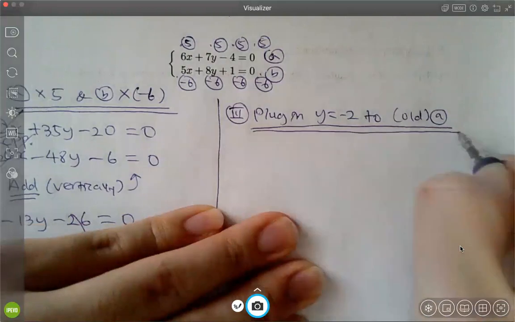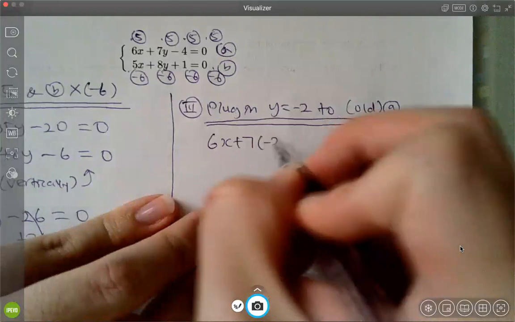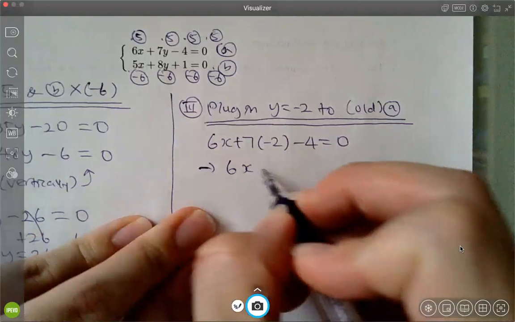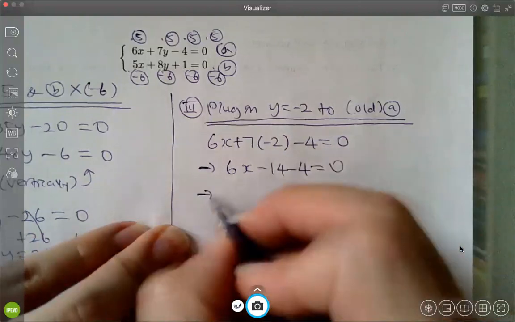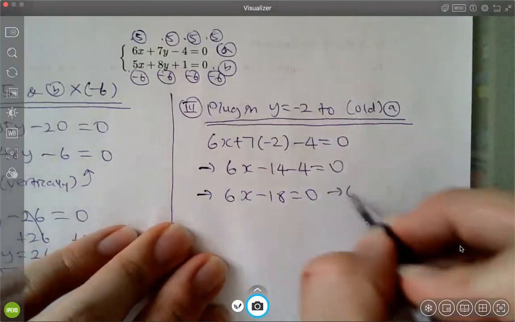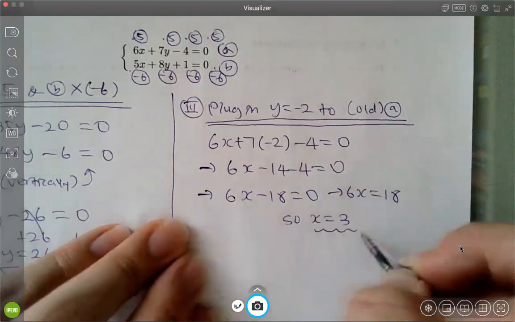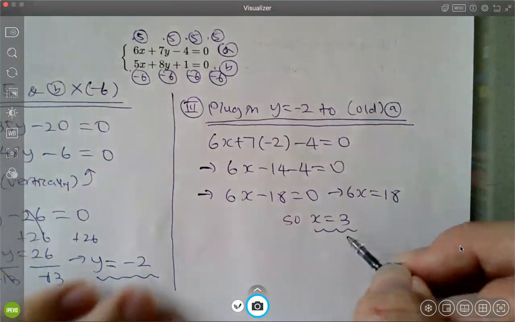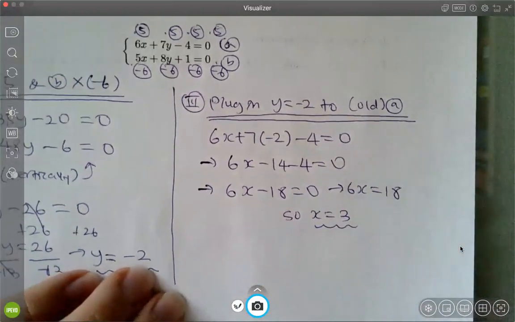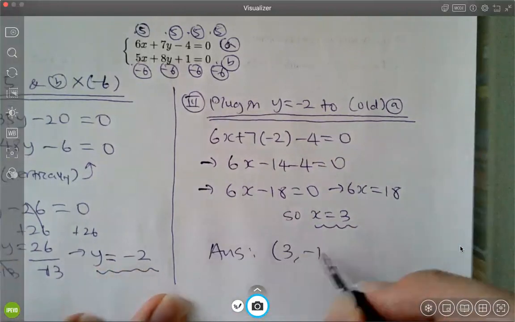Okay, so what do you get? Old A. So 6x plus 7 times -2 minus 4 is equal to 0. And what is this? 6x minus 14 minus 4 equals 0. So 6x minus 18 is equal to 0. Okay, so 6x is equal to 18. So x is equal to 3, right? Okay, and if you choose to plug in -2 to y in old b, you will get the same answer. So what's the answer? 3 comma -2, right?